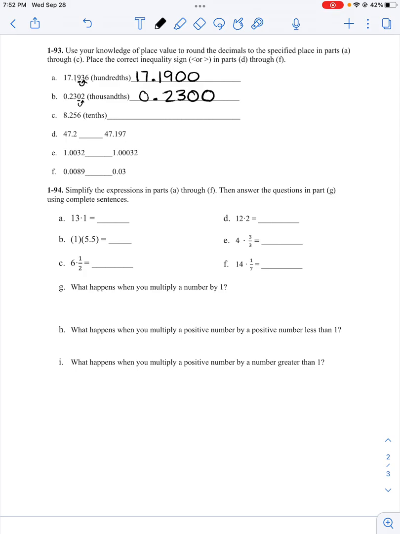Part C, I'm rounding to the tenth place value. My tenth place value is the one next to my decimal. I look to my 5. My 5 says that my 2 needs to change to a 3, my underlined number. So my rounded number to the nearest tenth is 8 3/10. Everything else turns to a 0.